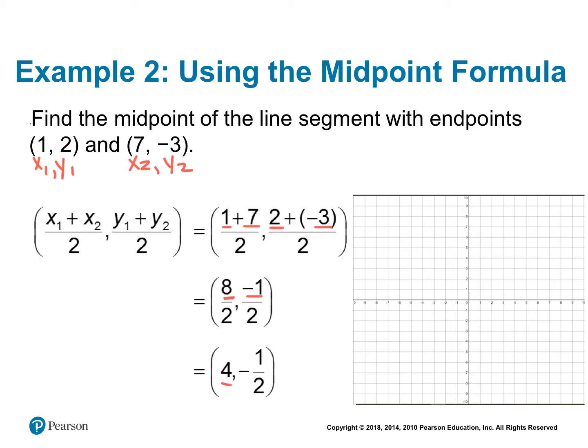So now let's see where this comes from if we graph it. So my first coordinate was 1, 2. My second coordinate was 7, negative 3. So our goal here is to find the middle of it. And it's difficult because it is a diagonal. So let me see what we got. We got this is the midpoint.